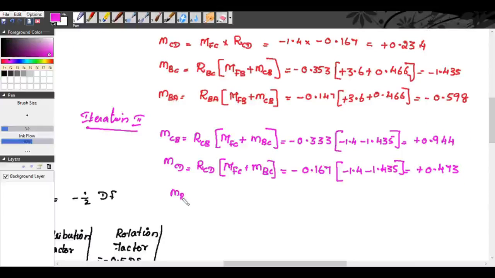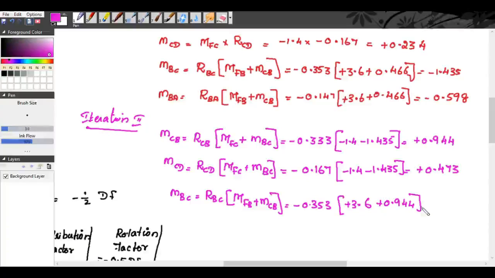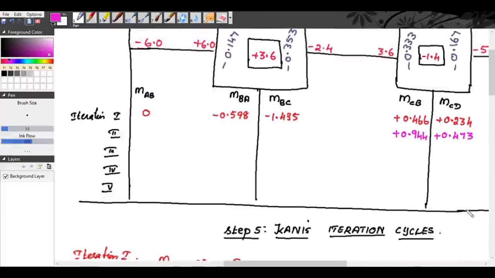So MBC will be equal to RBC, same thing, RBC multiplied by MFB plus MCB. So that is minus 0.353 multiplied by plus 3.6. Now what is MCB? It has changed in the second iteration. MCB is plus 0.944. We get minus 1.604. So it is minus 1.604.